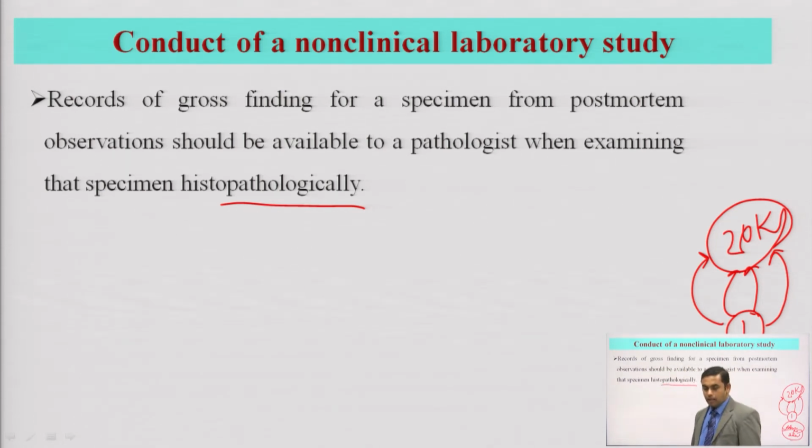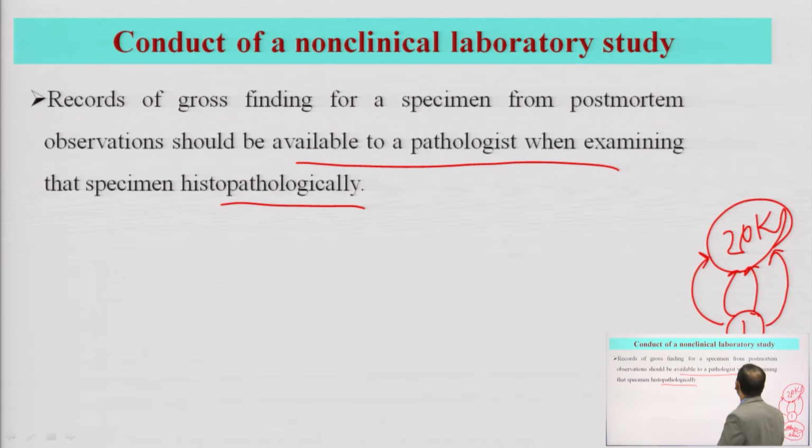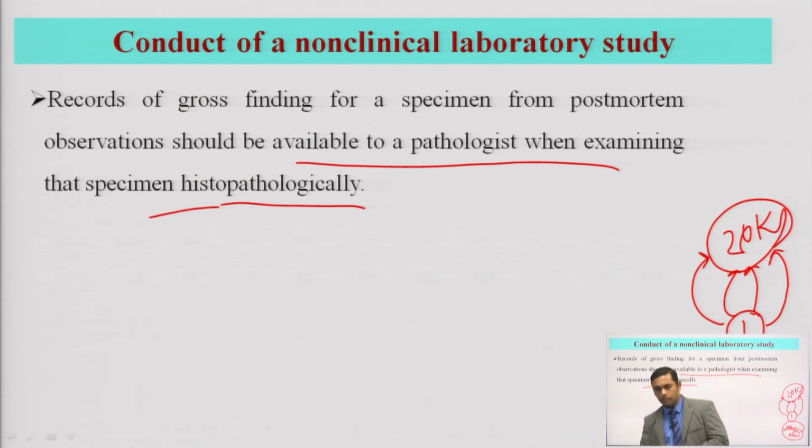In that scenario, if you do a histopathology study, the pathologist will be able to identify whether any other cell signaling pathway was hampered or not. That is why it is very important. So the gross findings of a specimen from postmortem observation shall be available to the pathologist when examining the specimen in histopathology. If your rat, or whatever specimen you are working with, is working very nicely, but still in histopathology you get a different finding, then you have to take care of it, because in future this will create a very big problem.